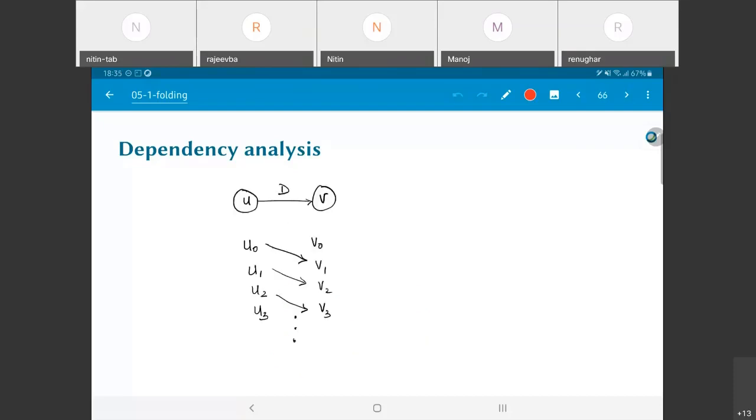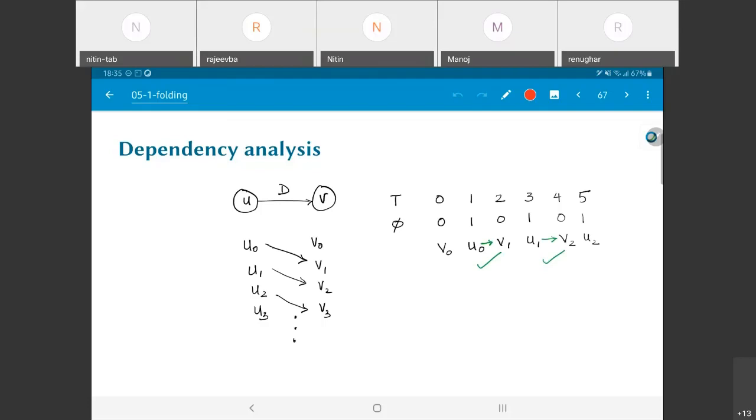Now, so far so good. That was the case when I simply had u with an edge to v. What if I had a slightly different situation where there is a u with an edge to v, but now there is a delay element on it? What does this delay element do? It basically says that, if I draw out the actor firing sequence, the u0 output is used by v1 instead of v0 that was earlier using it. u1 is used by v2 and so on.